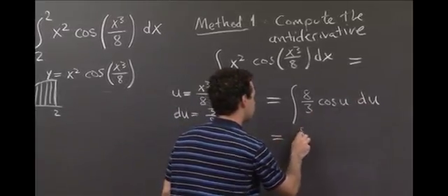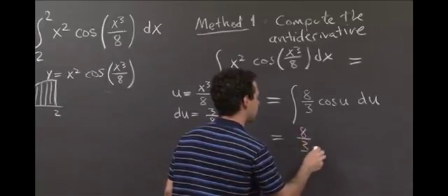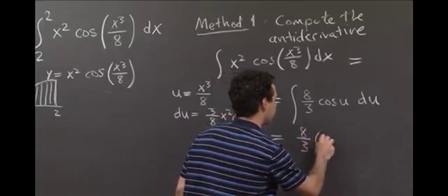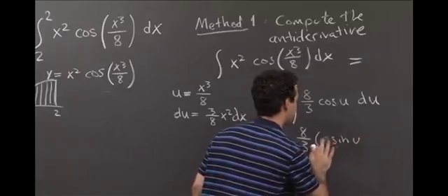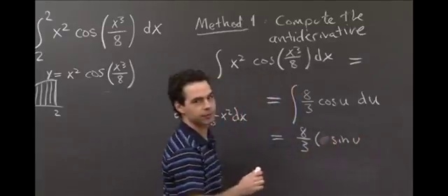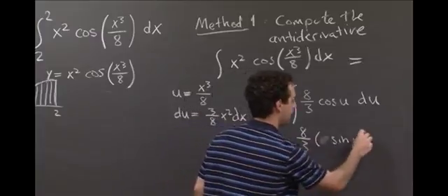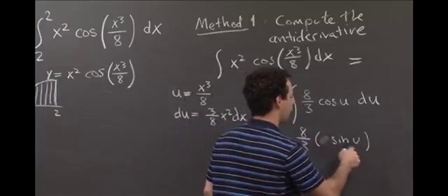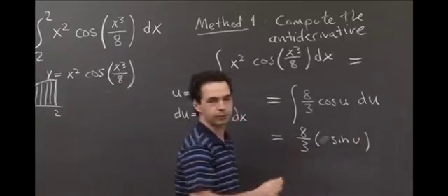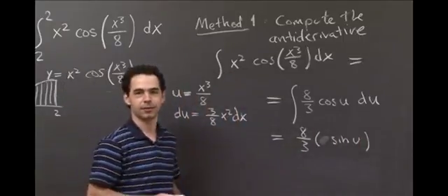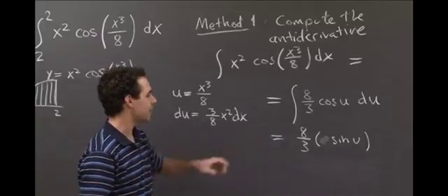So this is 8/3 of minus sine, sorry, not minus. I was doing the derivative instead of the antiderivative. Just 8/3 sine u. OK, and good. So that's plus a constant, which we don't need because we're going to plug this into the fundamental theorem of calculus in a minute. So it's 8/3 sine u.